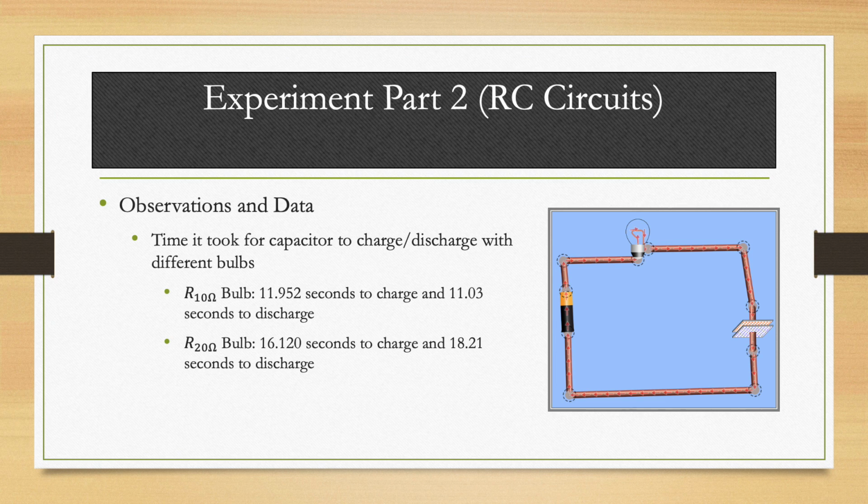When I first connected the battery, the capacitor was charging. The current began to decrease until it became 0. When I removed the battery from the circuit, the capacitor began to discharge. Now the current began to increase as it was leaving the capacitor. For the 10 ohm bulb, it took 11.952 seconds to charge and 11.03 seconds to discharge. For the 20 ohm bulb, it took 16.12 seconds to charge and 18.21 seconds to discharge.